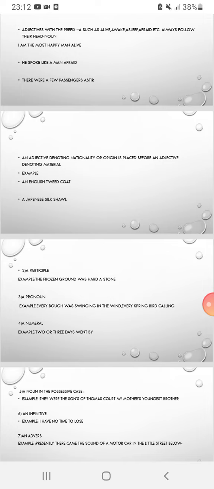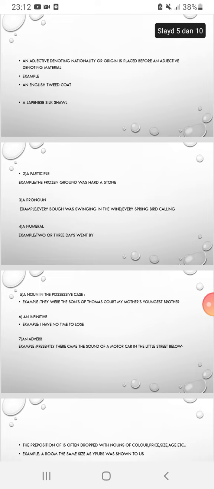A numeral. A numeral is placed before its head noun. Example: two or three days went by. A noun in the possessive case. In modern English, the possessive case is used only in the function of an attribute. A noun in the possessive case precedes the noun it modifies, thus occupying the usual position of an attribute in modern English. Example: they were the sons of Thomas Court, my mother's youngest brother.